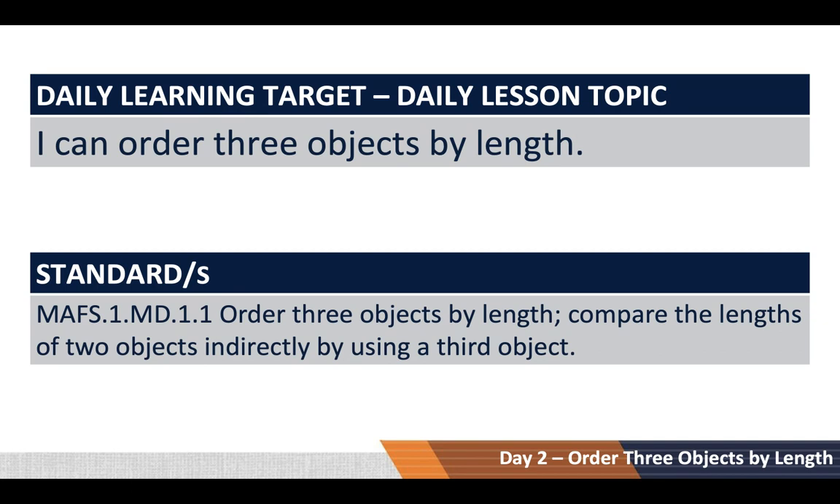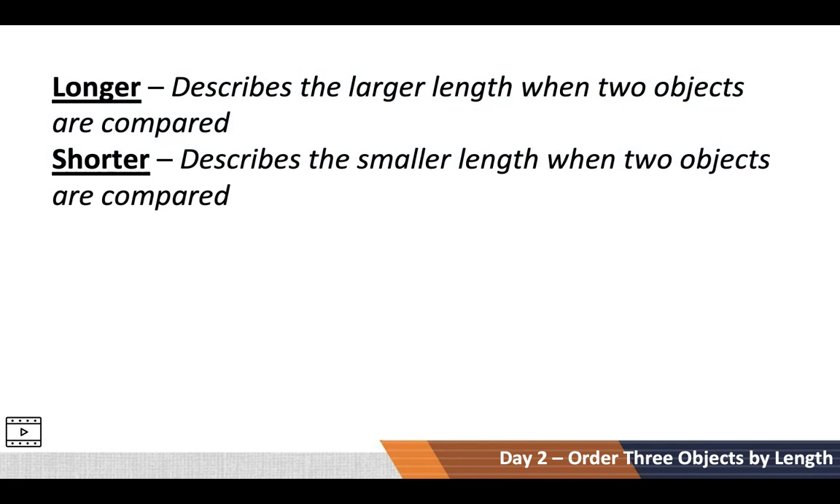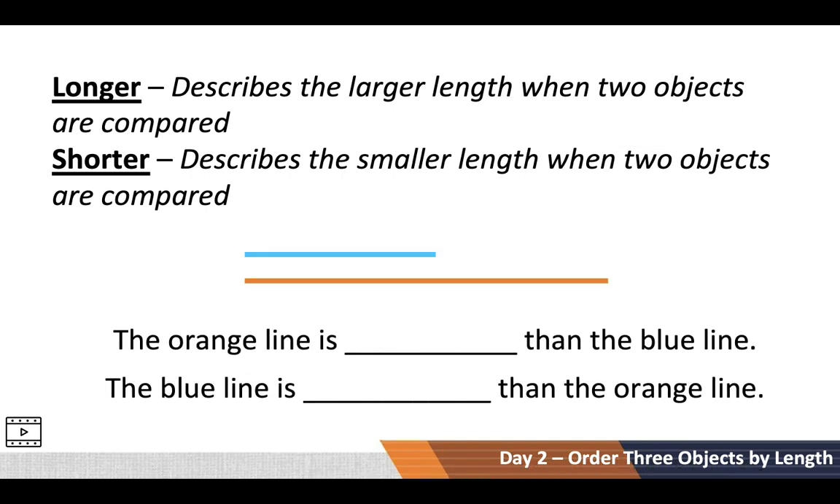Today's daily learning target is, I can order 3 objects by length. The standard for today is order 3 objects by length, compare the lengths of 2 objects indirectly by using a third object. Our vocabulary terms are longer and shorter. Longer describes the larger length when 2 objects are compared. Shorter describes the smaller length when 2 objects are compared.